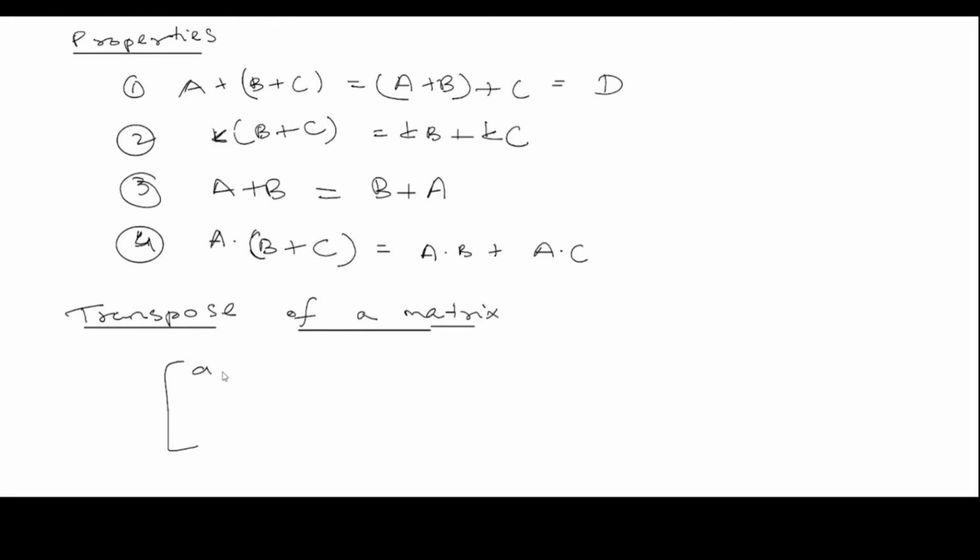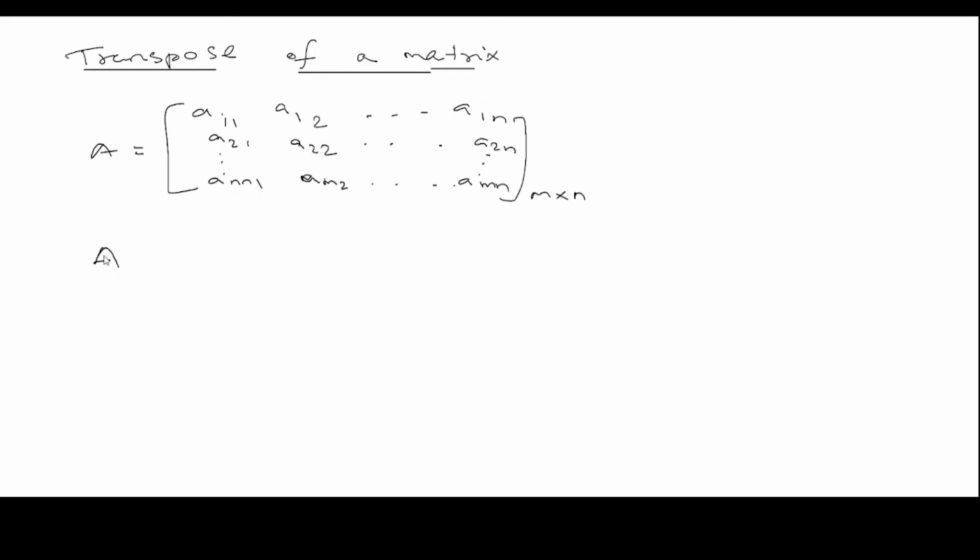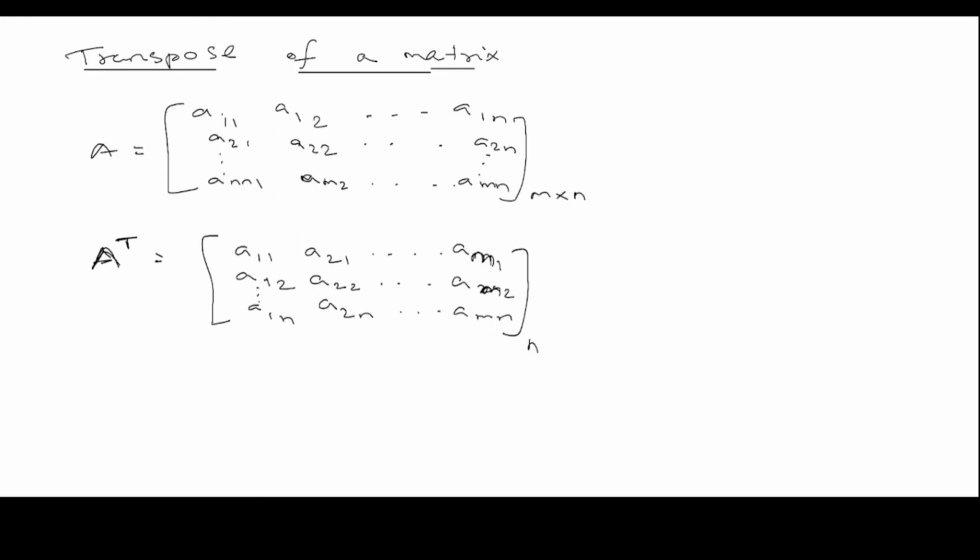So I'm going to take a general example here: an M cross N matrix A, with entries A11, A12 and so on, down to AMN. Now the transpose: we represent the transpose of the matrix by putting a T on top of the matrix. The first row becomes A11, A21, and so on, the next A12, A22, and so on, and it goes on until ANN. It will flip the matrix.